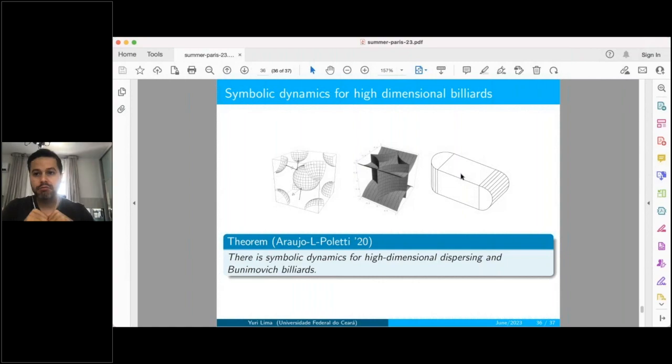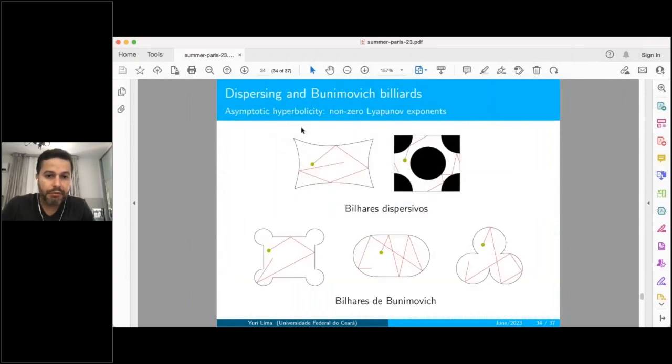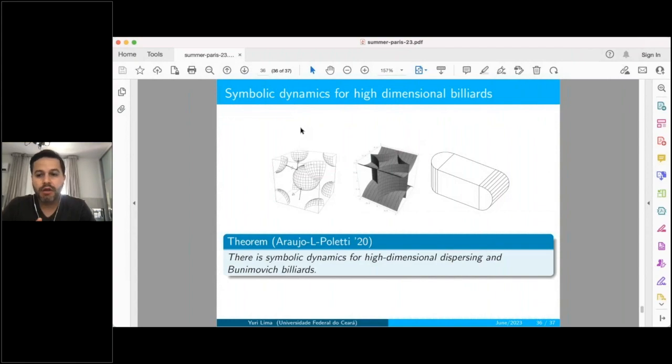And it is known from the huge literature on billiards that all of these three also have this kind of asymptotic hyperbolicity associated to them. They have non-zero Lyapunov exponents. And then in collaboration with Emerson Araújo and Mauricio Poletti, we were able to show that also for these higher dimensional dispersing and Bunimovich billiards, we have symbolic dynamics, meaning we can take the phase space and decompose it into rectangles. They are no longer geometrical rectangles as we are used to.